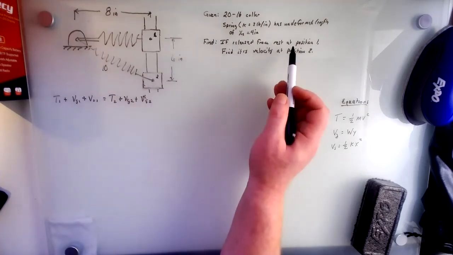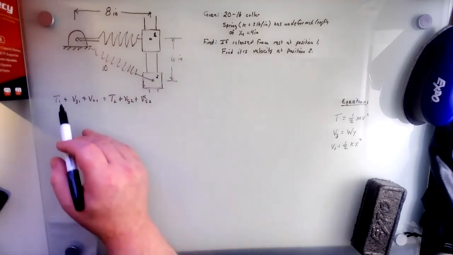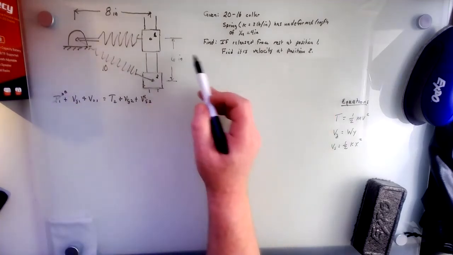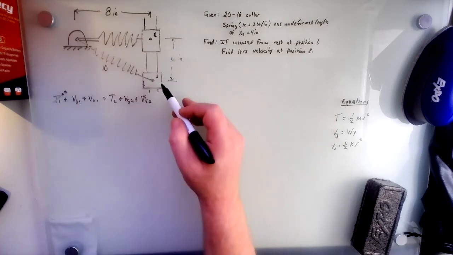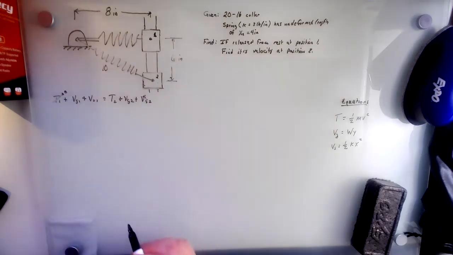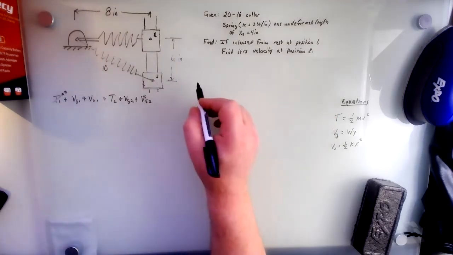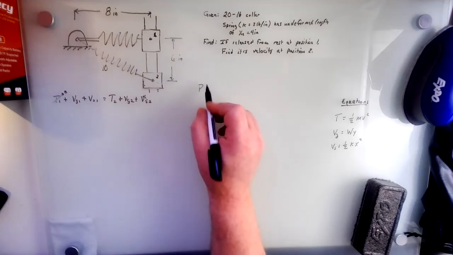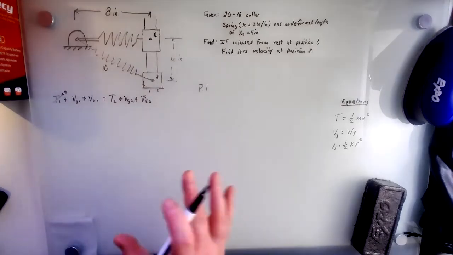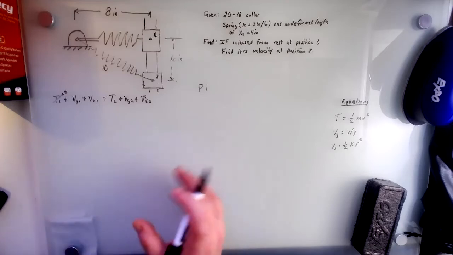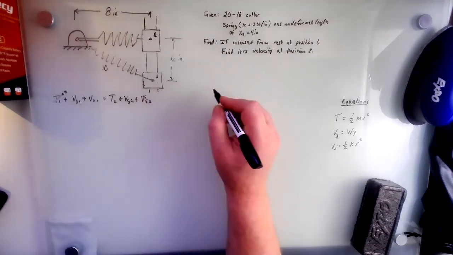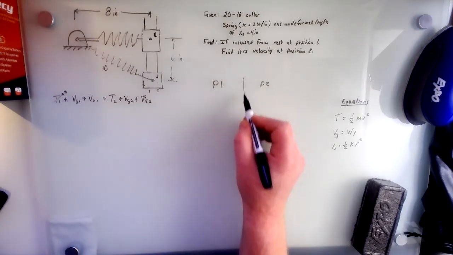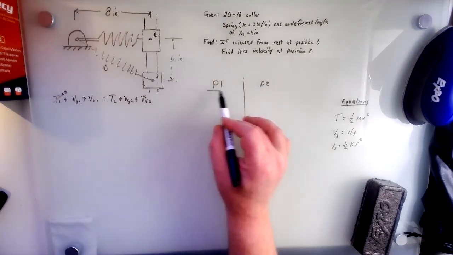If it's released from rest, meaning that this is 0, if it's released from rest at position 1, find its velocity at position 2. Okay, well, we can do that. Jeff gave us a very good idea to split it up in terms of what the energies are. So let's go with position 1 and position 2, and we'll just tally these things up and see what it gives us.